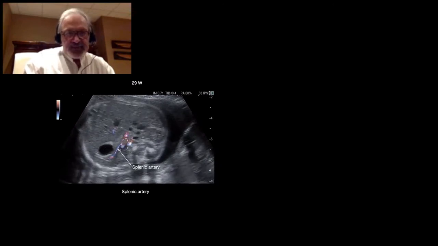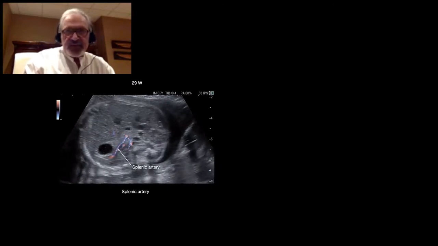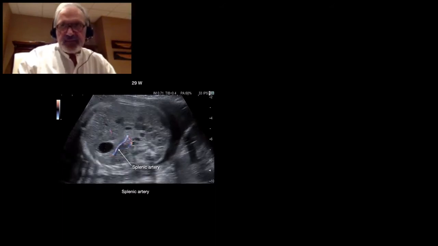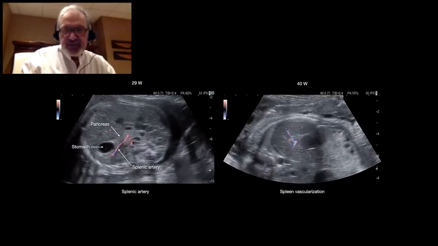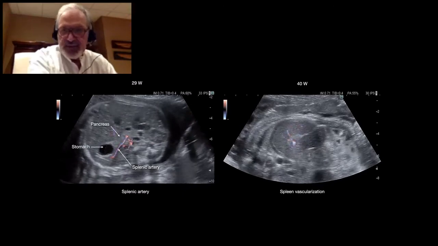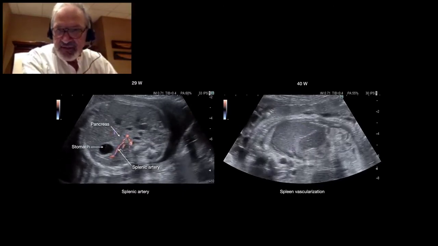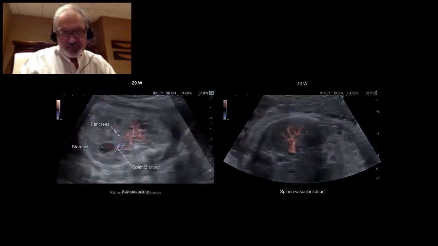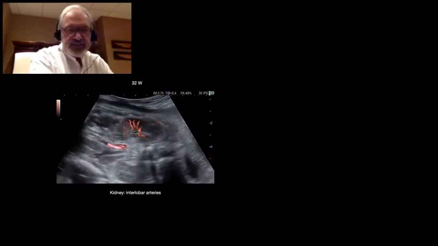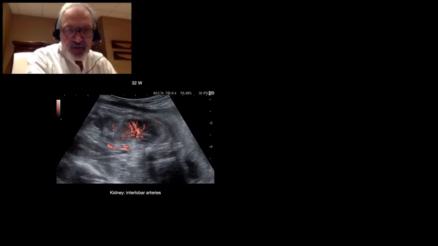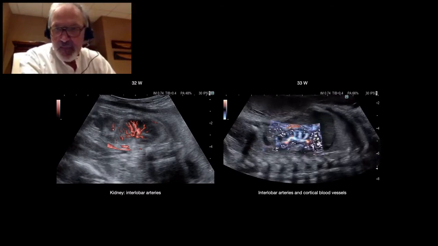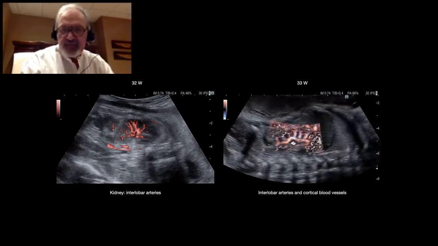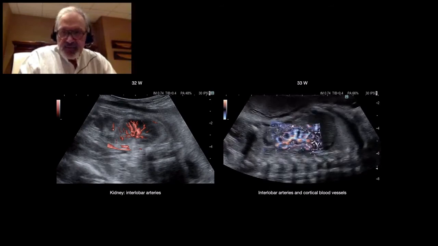Here we have the splenic artery. The splenic artery, as you know, runs behind the pancreas and the stomach to reach the spleen. And very late in the pregnancy, as you can see here at 40 weeks, we can recognize the spleen and its vascularization very easily shown. For the kidneys, we have interlobar arteries, and if we increase again, we can see interlobar arteries and cortical blood vessels.